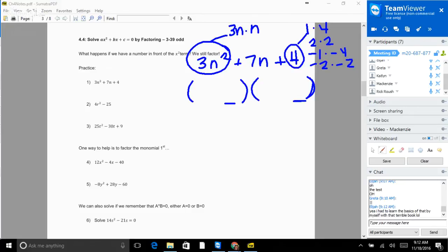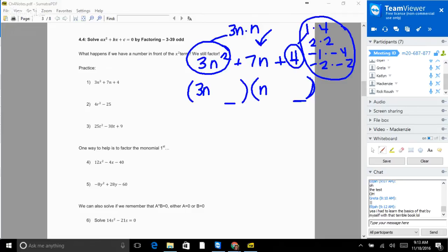All right, so now we have to figure out, okay, I know that one of these is going to be 3n and one is going to be n. I've got that down. I have to figure out what combination of factors of 4 we're going to put into my last spots so that ultimately when I FOIL, my middle term ends up to be 7n. So there's a couple of ways you could do this. You can just flat out guess. Some people just like that method.